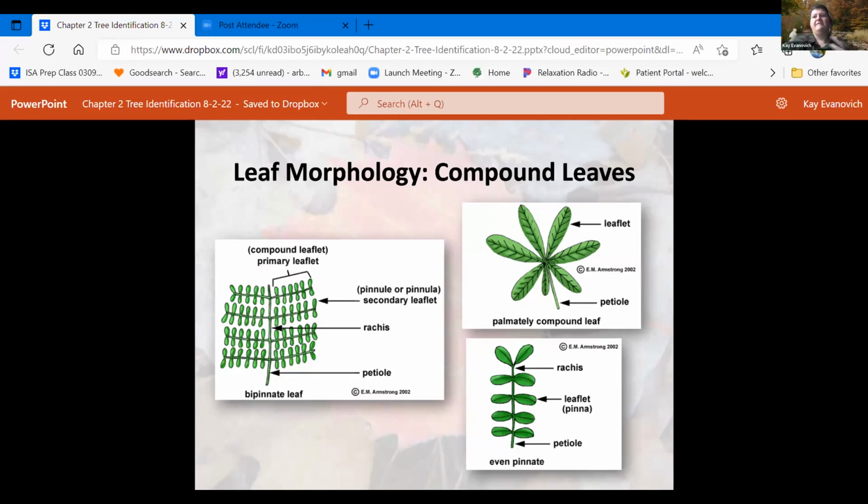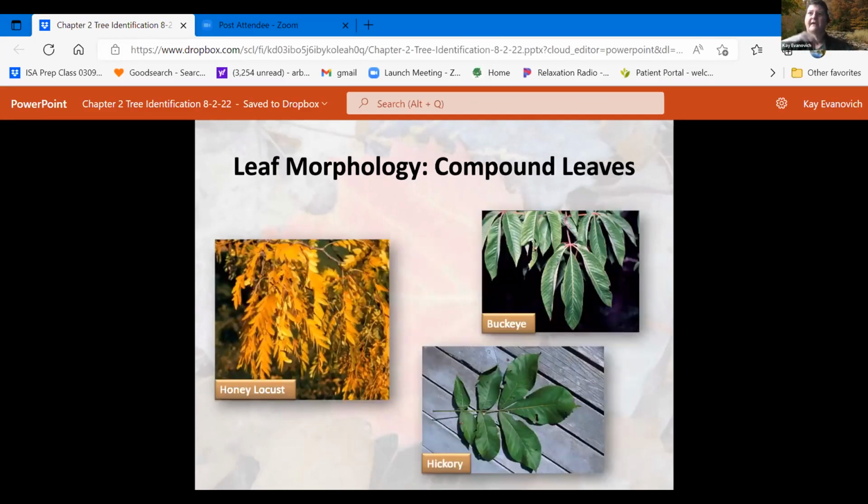All right, and then you have even pinnate at the very bottom of the compounds. You have your petiole at the base, and then you have a leaflet or pinna that comes off in little pieces, opposite of each other on the rachis, right? You've got the rachis between each leaflet. So the petiole turns into a rachis, and then the little leaflets come off in opposite directions, right across from each other. And that's an even pinnate, okay? All right, so hopefully everybody's following along with that.